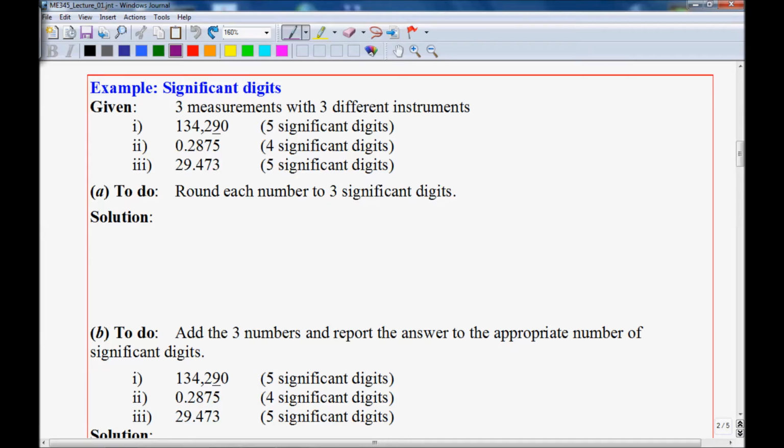Some examples with significant digits. In the first problem here, we have three measurements with three different instruments, each one given to 5, 4, or 5 significant digits as shown here. Let's round each number to 3 significant digits.